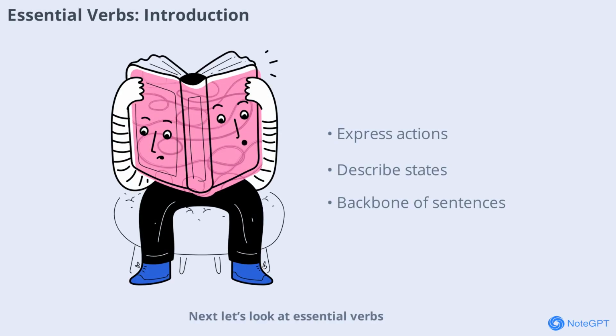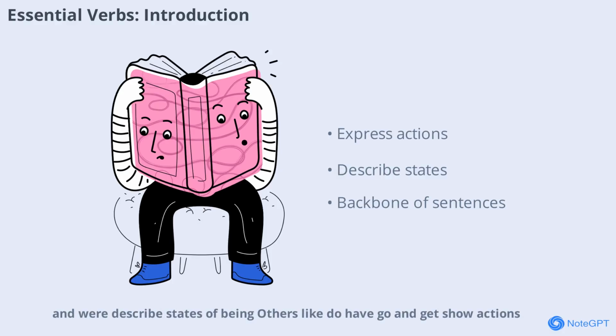Next, let's look at essential verbs. These are action words that express basic actions, states, and needs. They are the backbone of English sentences. Words like is, am, are, was, and were describe states of being. Others like do, have, go, and get show actions. Mastering these verbs will help you talk about what you and others do every day.